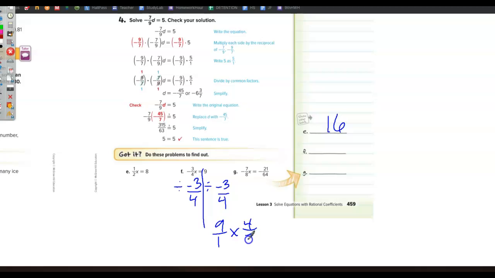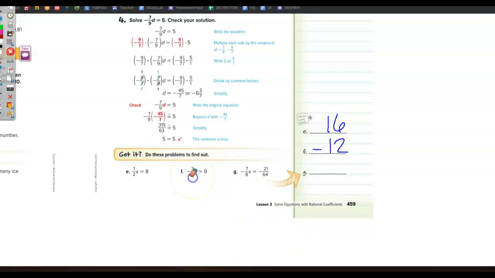Where do you want to put the negative? On top, okay? Can I reduce anywhere? The 9 and 3. The 9 becomes a 3, the 3 becomes a 1, so then 3 times negative 4 is negative 12 over 1, so your answer is just negative 12. Thumbs up, you got that. Good, I walked around, a lot of us have that.